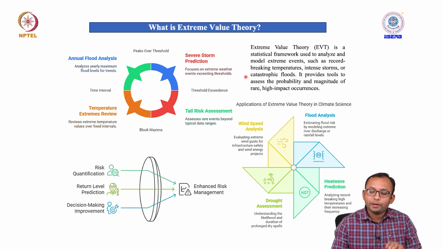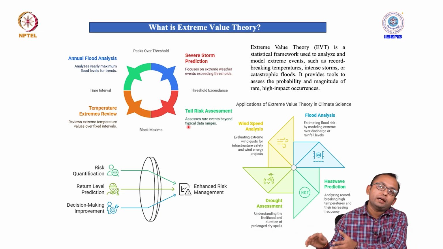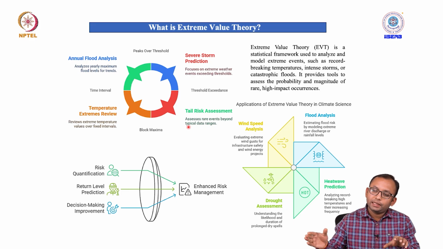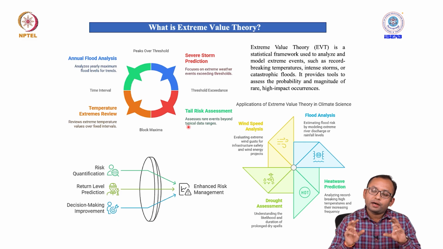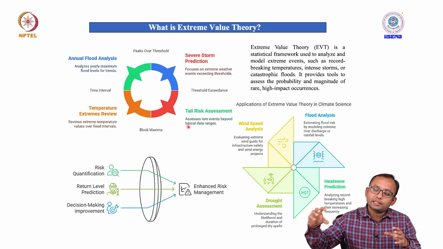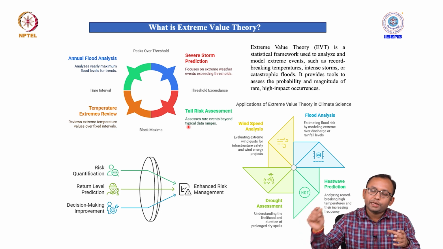In lecture 2, we primarily talked about what extreme value theory is. When you talk about, for example, annual flood analysis, severe storm prediction, temperature extremes, or so many other weather-related or climate-related events, they are completely dependent upon tail behavior. Tail behavior is basically the tail of your distribution. So, when you are concerned about the tail behavior of the distribution, you are concerned about the behavior of your extreme events, which have lower probability in your data set.